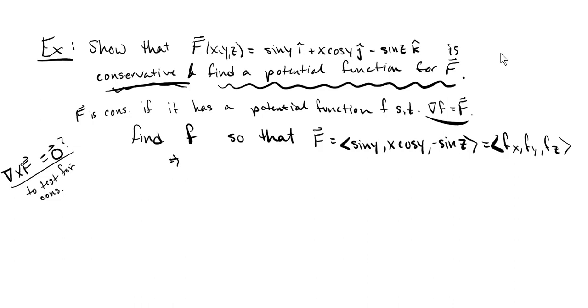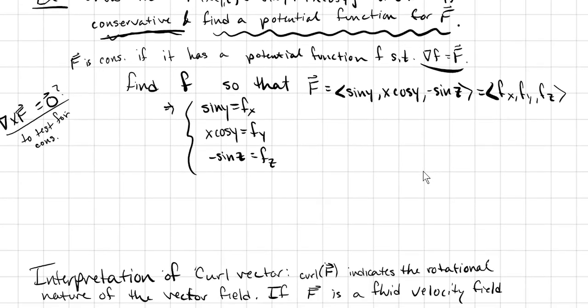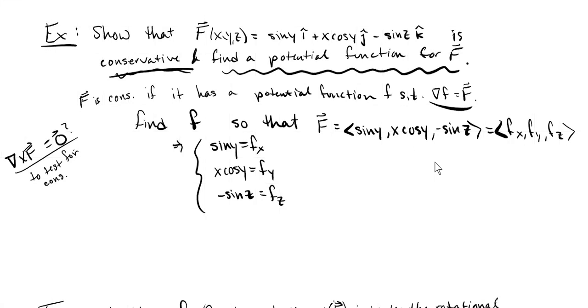And really, that just implies that each one of these conditions is true. Sine y has to equal the partial of little f with respect to x. X cosine y has to equal the partial of f with respect to y. Negative sine z has to equal the partial of f with respect to z. And so to actually find a function f that satisfies all three of these, all three conditions have to be met, we need to do some partial integration. It's not going to be so bad.